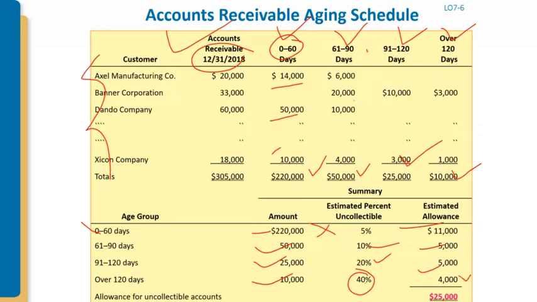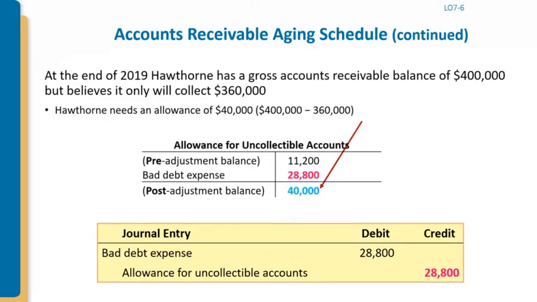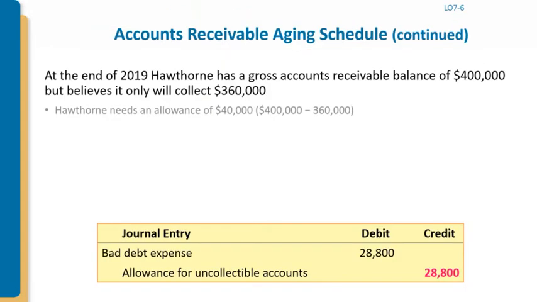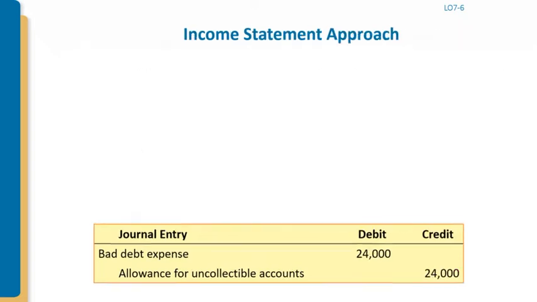So total 25,000, the allowance for uncollectible accounts. And now we will be recording that. So I think that we have, see how much we have created. This 25,000. So see here, this is actually a different method. So we have post adjusted balance 40,000 and bad debt expense 28,800, and this is not related with that one.